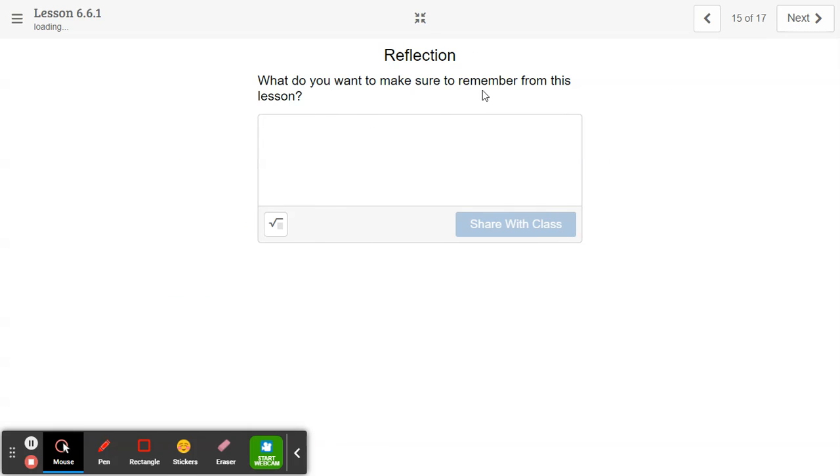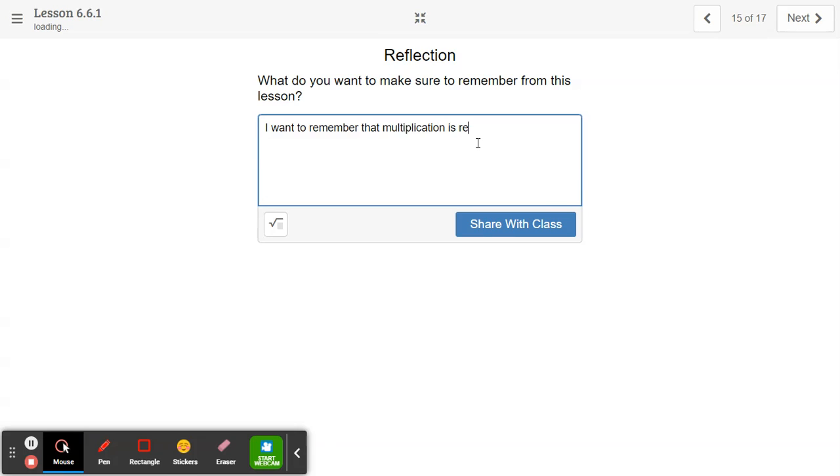So, what do you want to make sure that you remember from this lesson? Okay. I want to remember that multiplication is repeated addition.